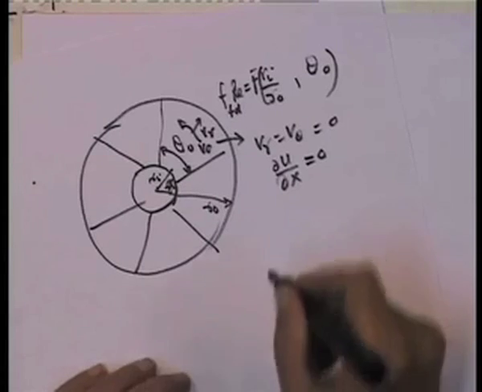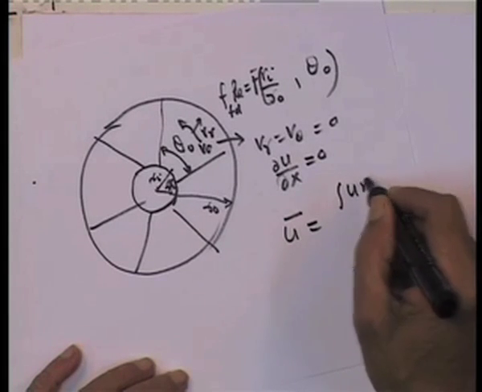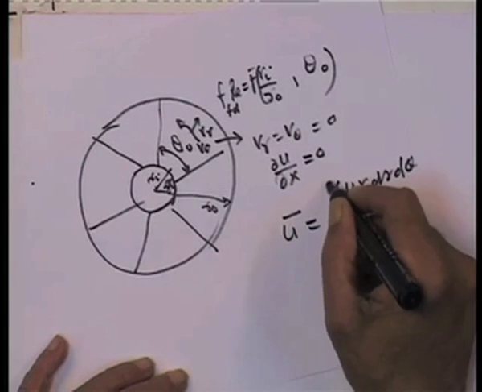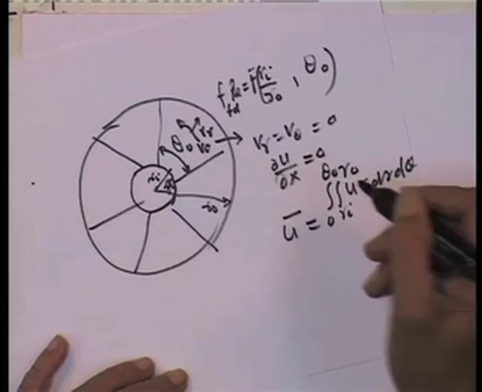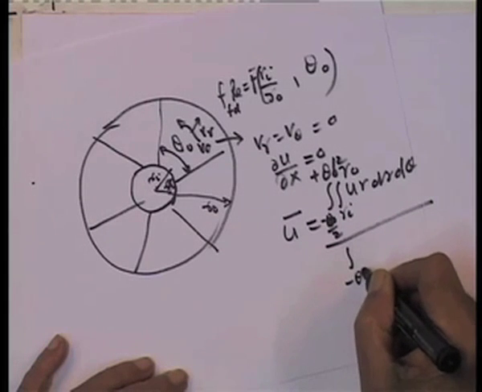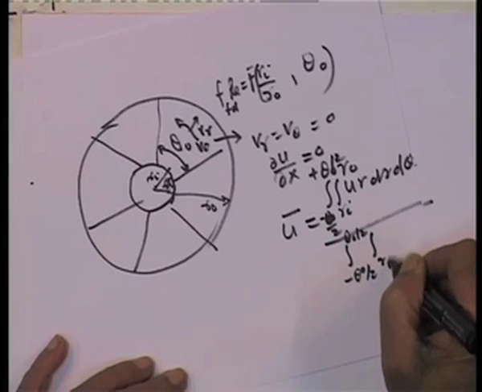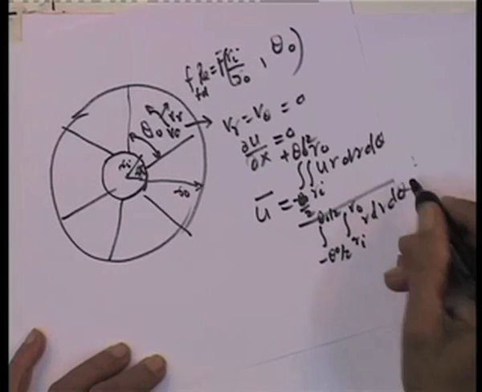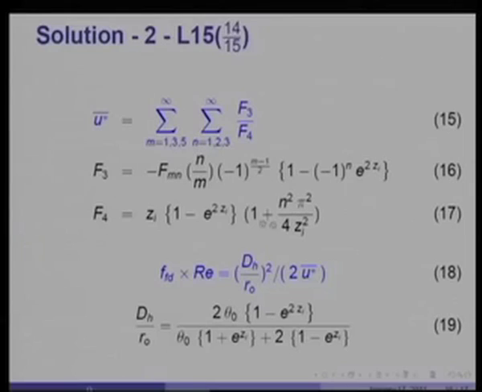Now we can evaluate u bar. u bar star would be simply the integral of u r dr dθ, from ri to ro, 0 to θ0, or if you like minus θ0/2 to plus θ0/2, divided by the integral from minus θ0/2 to plus θ0/2, ri/ro, of r dr dθ. And if you carry out that evaluation, you get this equal to f3/4 times the sum given by that. Remember, m varies 1, 3, 5 to infinity. n, on the other hand, varies as n equal to 1, 2, 3 to infinity. And f3 is given by that, and f4 is given by that. And therefore, the friction factor multiplied by Reynolds number is simply dh/ro squared divided by 2 u bar star square, where u bar is taken from there.